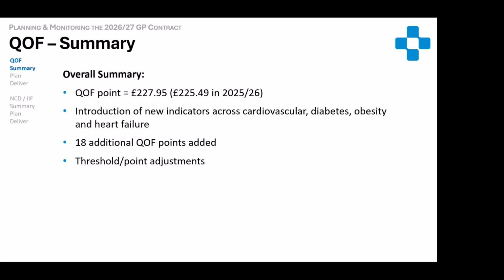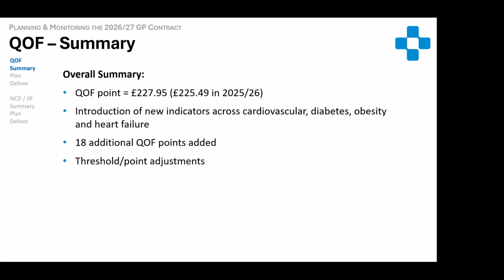But really, in summary, and hopefully most of you are aware of this anyway, the point value has gone up. It does that every year anyway, so it's now at £227.95 for this financial year. They have introduced some newer indicators across cardiovascular, diabetes, obesity, and heart failure. Well, they say that it's new, but it's not really new because you were doing a lot of this work in other areas and they've kind of just shifted things around. So you've got a new domain, for instance, which includes some of your indicators in there.